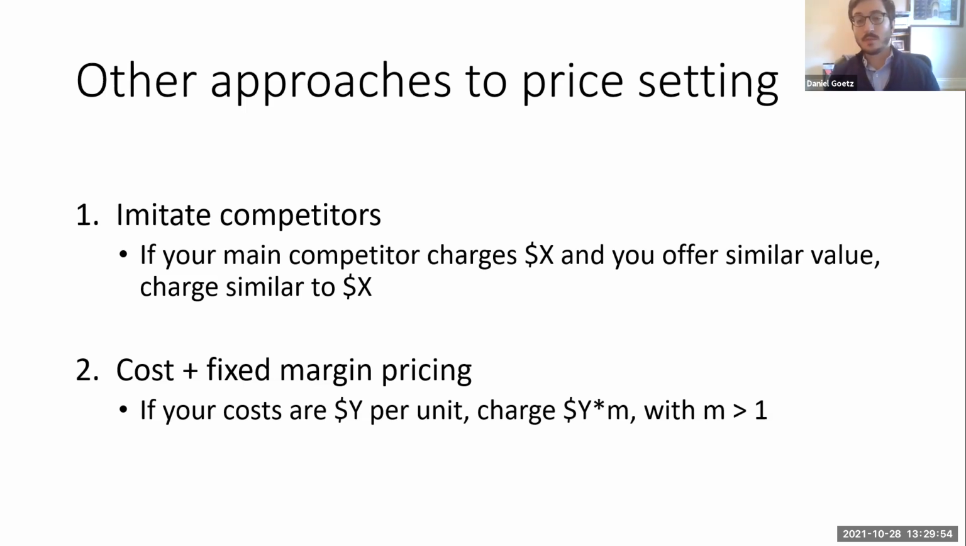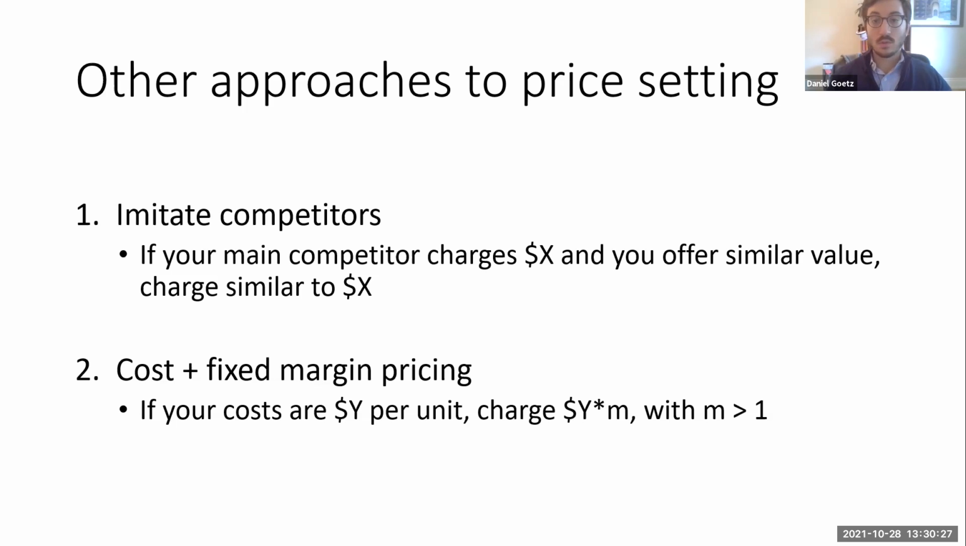That's one option. The other option is to think about your costs, and then add a profit margin. So if your costs are, say, Y dollars per unit, then you charge Y dollars times M, where M is some scaling factor that's bigger than 1. So if it costs you $10 per unit and you want a 100% markup, then M would be equal to 2, so you charge $20.